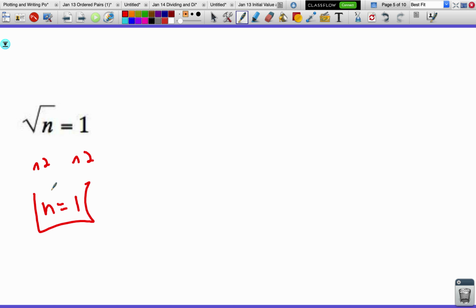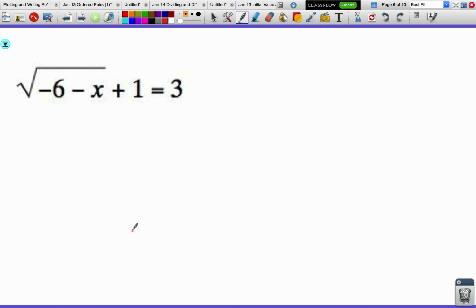Plug it back in, it works, that's our solution. So that's a squared cancels out a square root. Here, the entire side isn't underneath the radical, so before we square both sides, let's just subtract 1 from both sides. And now we've got the square root of -6 minus x equals 2.